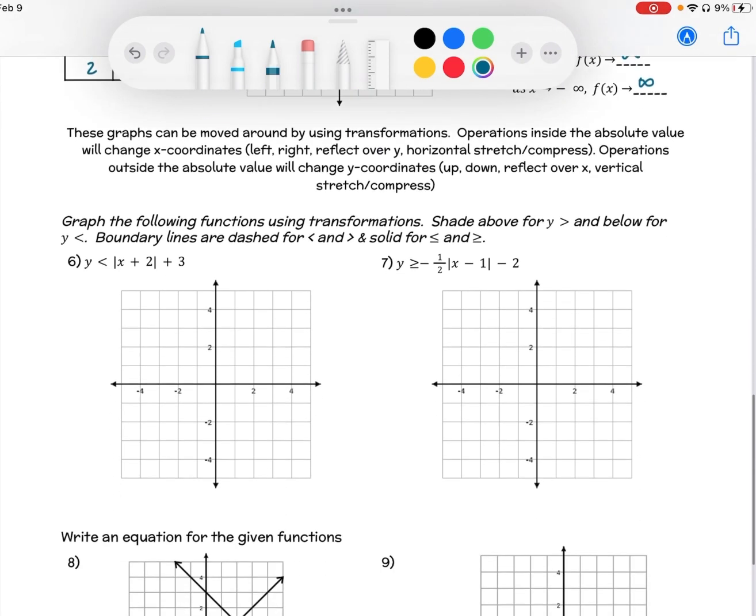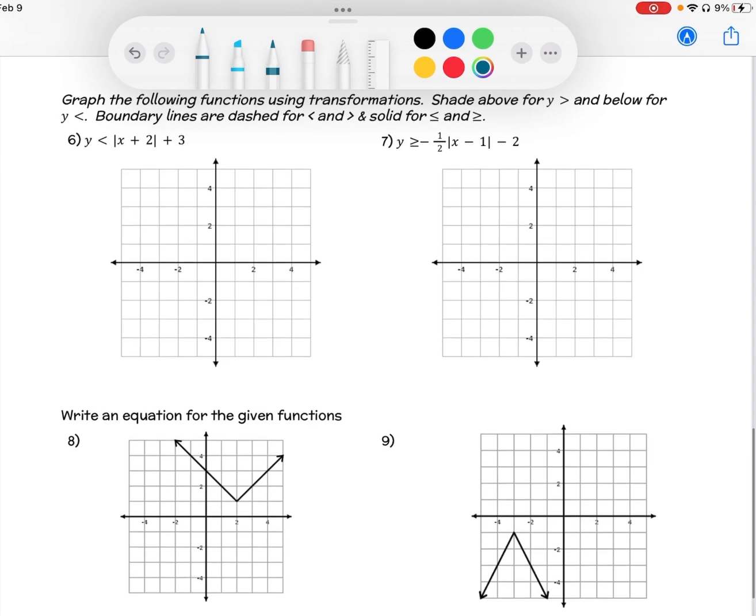Okay, so for the rest of these, I'm going to show you how to do them by hand, but you can also use Desmos for this kind of problem if you're taking the SOL or the final exam. So first off, based on the inequality, we need to know if it is dotted or solid, shaded above or shaded below. So because we have a less than symbol here, that's going to be shaded below. And because there's no equal to line underneath it, it's going to be a dotted line.